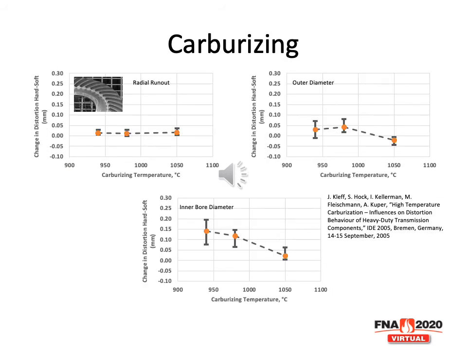In the same study, they examined the gear teeth and their performance as a function of carburizing temperature. They noticed in this case that there was an effective carburizing temperature for just the inner bore diameter and, to some small extent, the outer diameter. There was very little effect on radial runout of the gear teeth. This is interesting, and it shows that there is pretty much an optimum carburizing temperature for this particular part in this particular quenching operation.